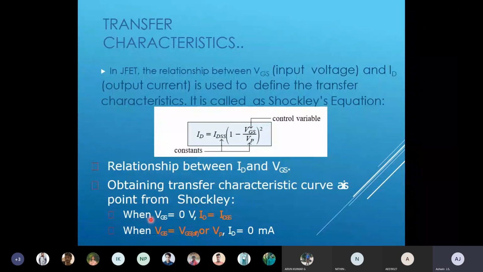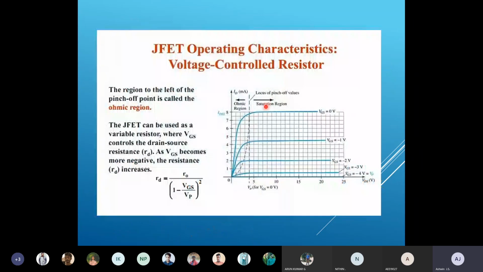So here they are representing. When VG is equal to 0, ID is equal to IDSS. Okay, look at the graph. So when VG is equal to 0, this is the portion. The drain current will be equal to your drain to source current. So what is the drain to source current? That will be equal to your ID.